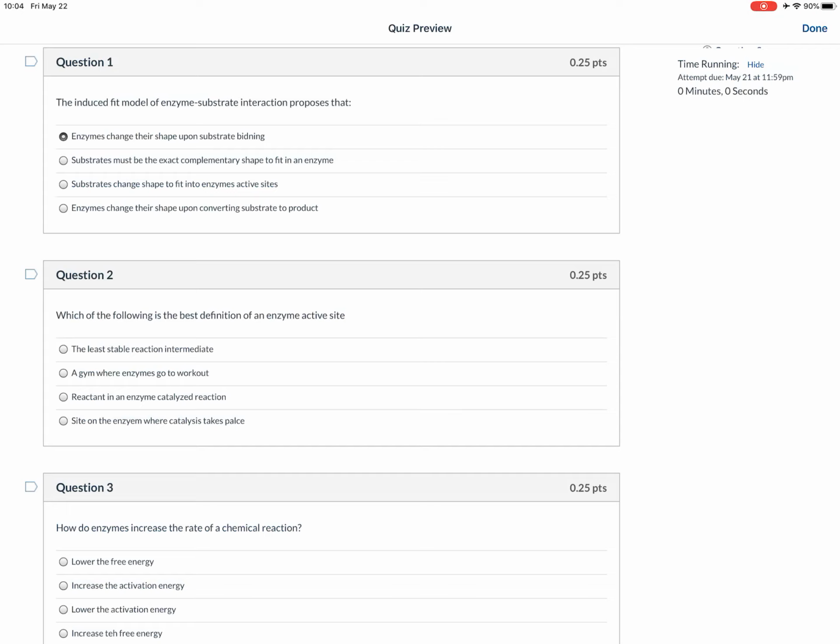No. Reactant in an enzyme catalyzed reaction? Again, like the first answer, it's not an intermediate, it's not a reactant, it's not a product, it's a place. So it's the site on the enzyme where catalysis takes place.